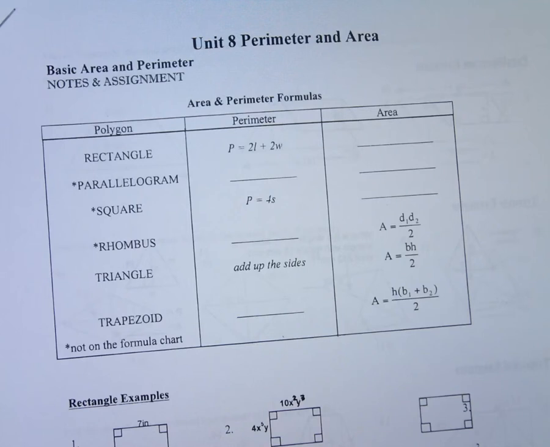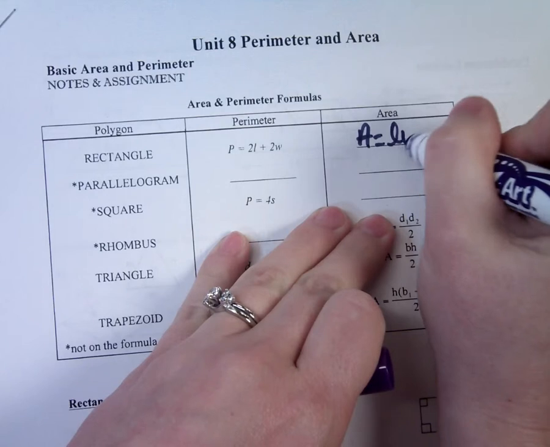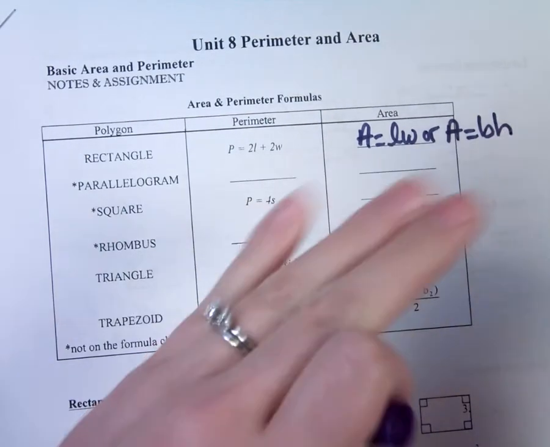Okay, let's get some of these formulas down. I know you guys know a lot of these formulas, but I want to write them down anyway. Okay, we have our perimeter formula for a rectangle. And the area, you could either do area is length times width, or you could do area is base times height.